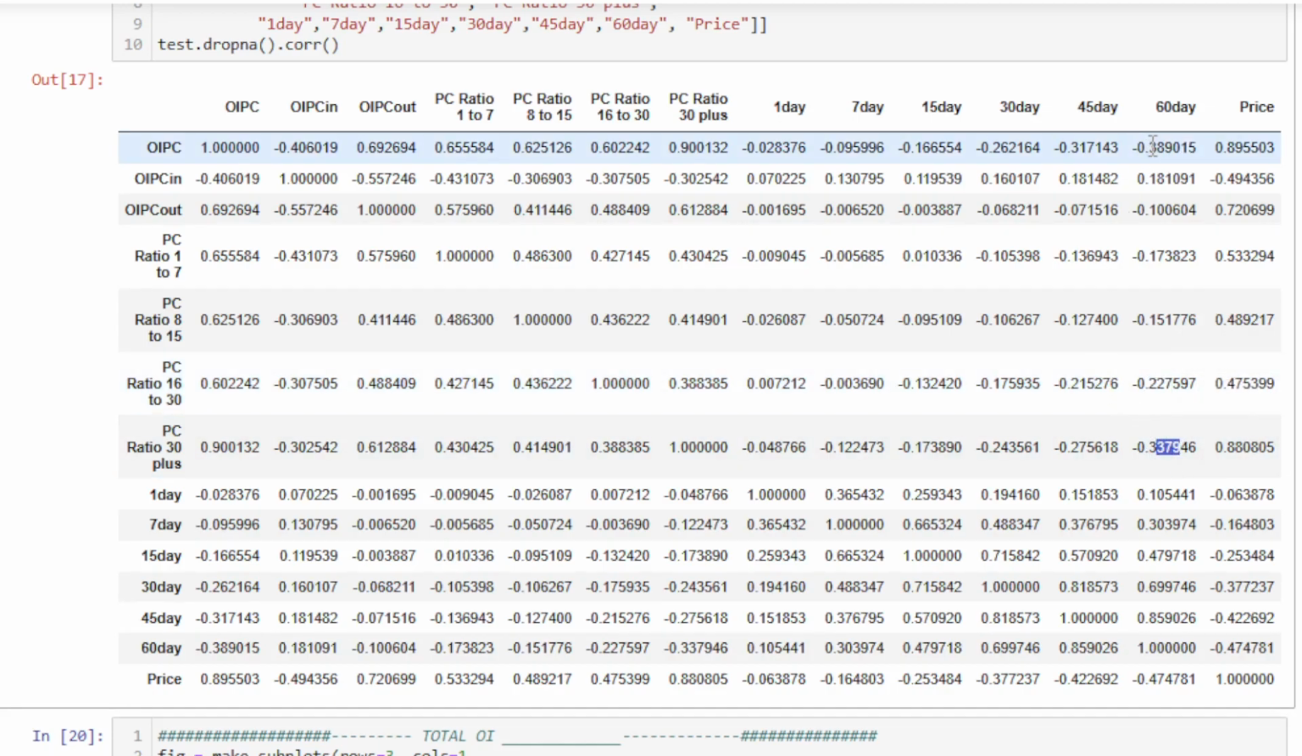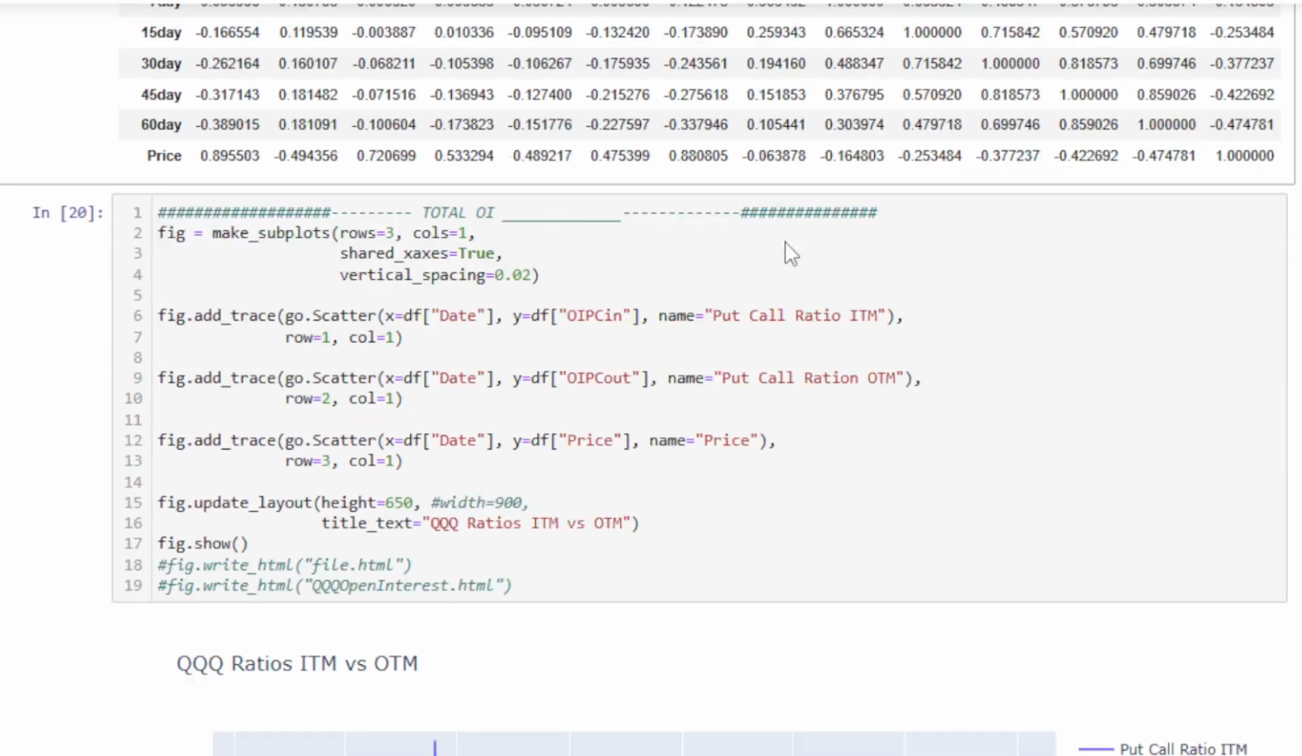So when you look at this, it seems like looking at it from a whole view is much better than breaking it down by individual days because we get that 0.38 correlation as opposed to a 0.33 down here. So now let's look at the in the money versus the out of the money.